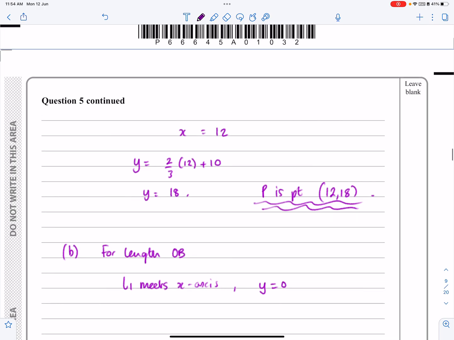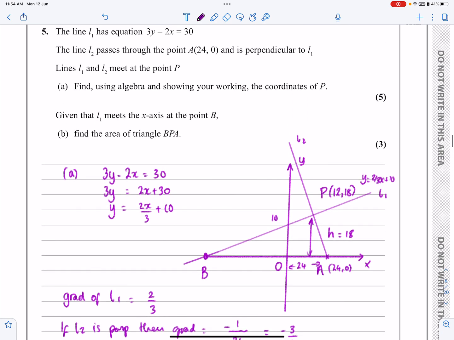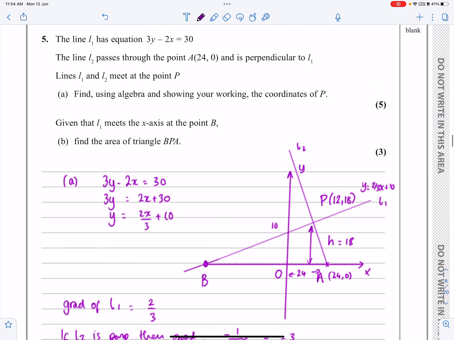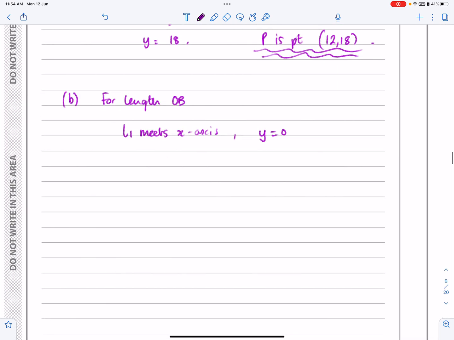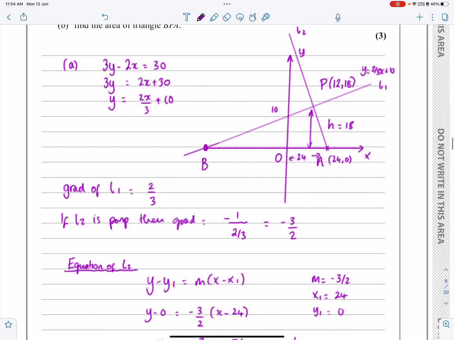Okay, so L1, which one was L1? L1 was 3y minus 2x equals 30. You can write it in whichever format you've got. It just seems sensible to write it in that format because I'm going to be putting y equals 0 in. y equals 0 gives me 0 minus 2x equals 30. So x is going to be equal to minus 15. Go back and check that that makes sense, which it does. That length there now being 15, which means that all that length there is 24 and 15. That's going to be 39.